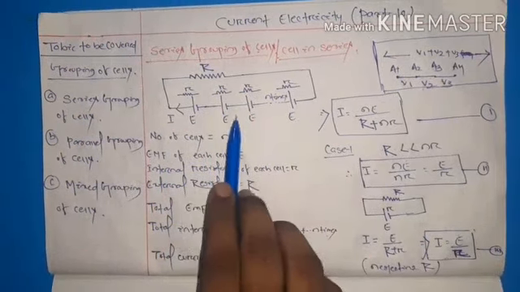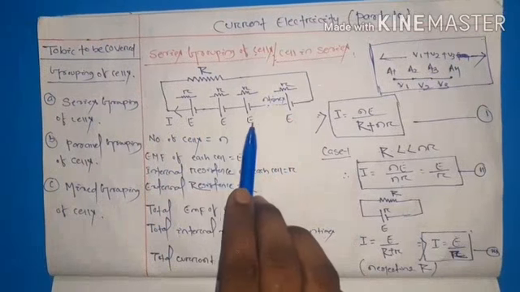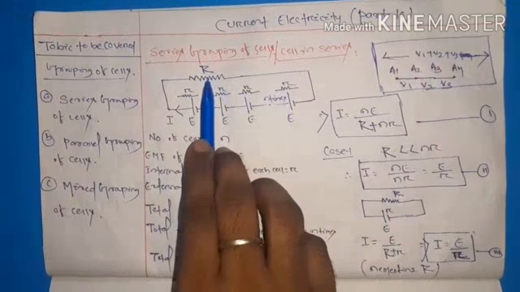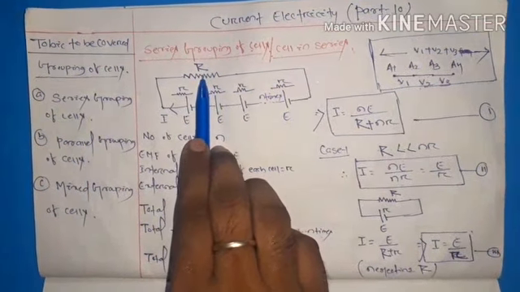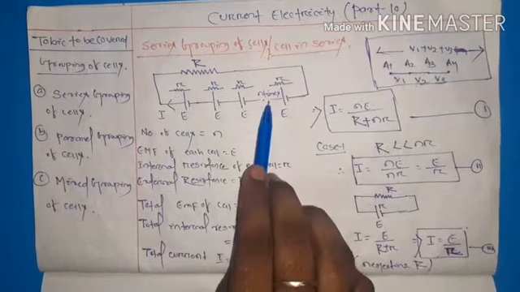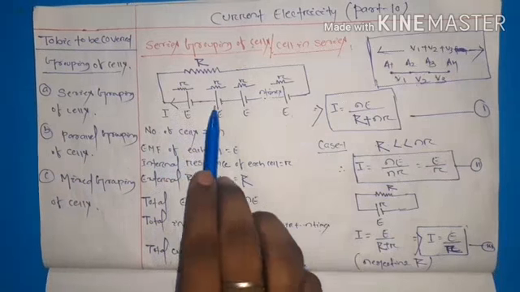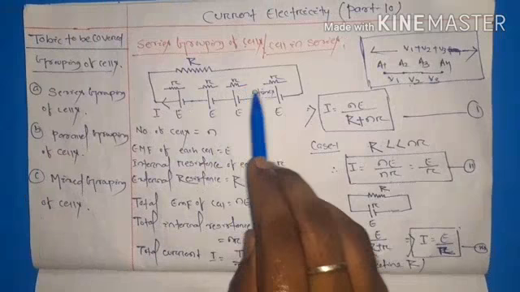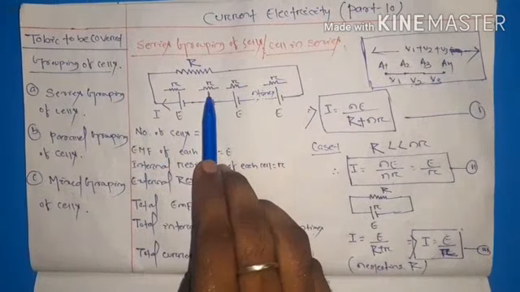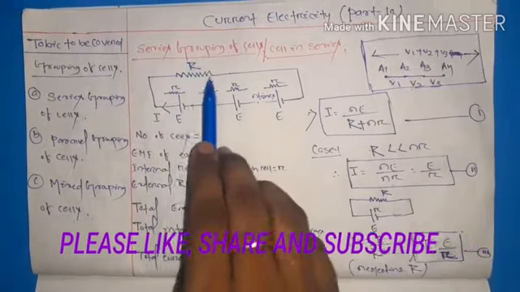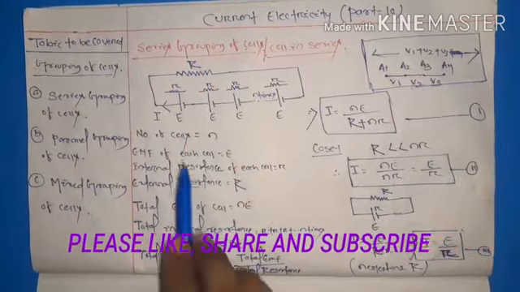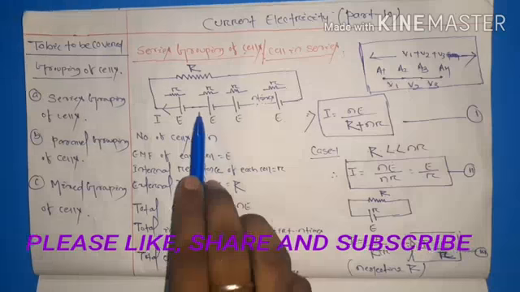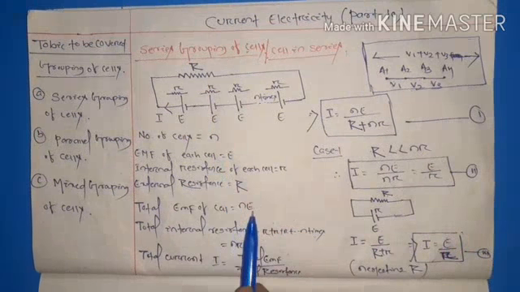Consider n number of cells, each having EMF E, connected in series with external resistance capital R. Number of cells n, EMF of each cell capital E, internal resistance of each cell small r, external resistance capital R. So cells are connected in series. That means total EMF of the cells is equal to n times E.